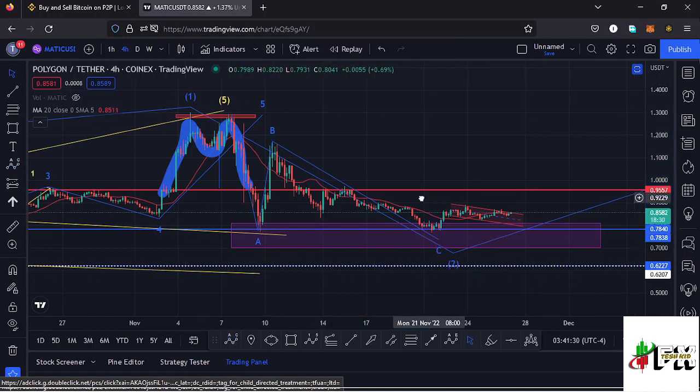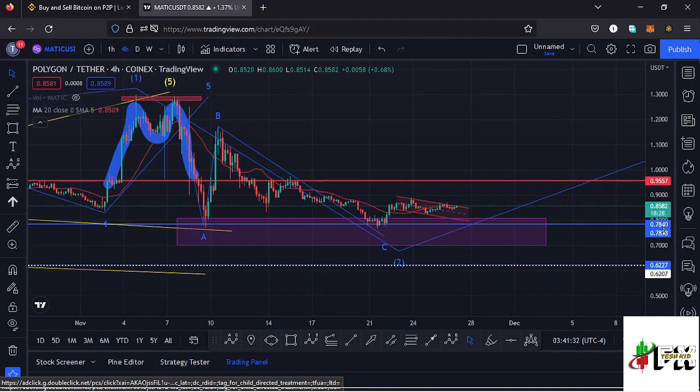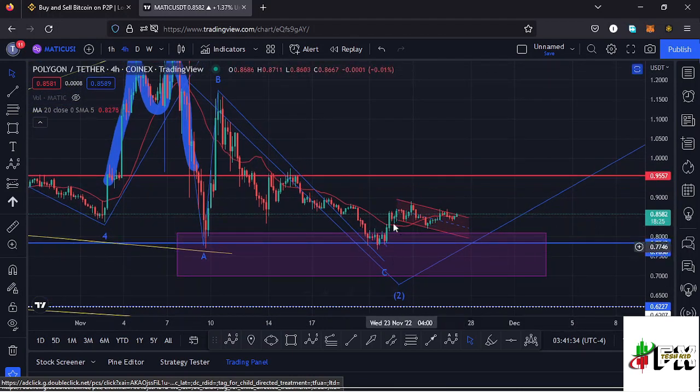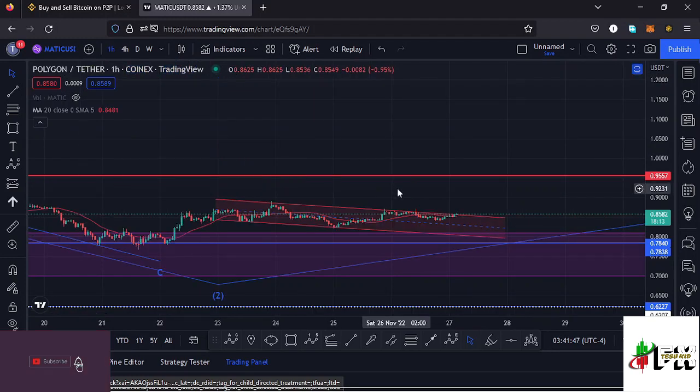And in that movement, you can see at some point we also retraced back to around the $0.78 mark once more, found support, and we saw a very nice bounce to the upper side. And right now we have even formed another chart pattern that is better seen here on the 1-hour chart.